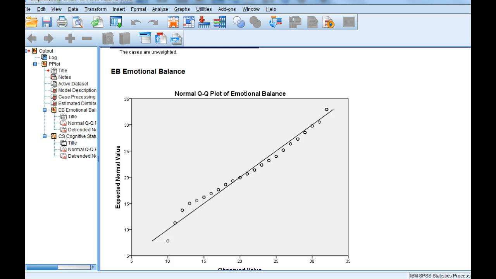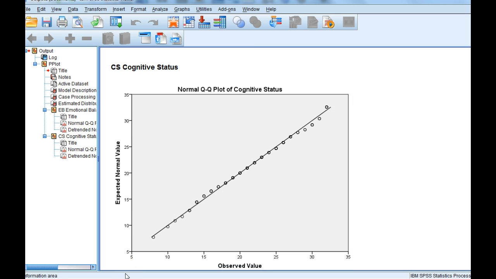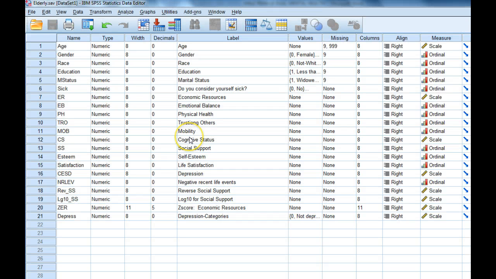Here's our emotional balance. There are some slight departures from normality, but they don't seem to be too severe. The cognitive status QQ plot, again, some very minor departures from normality, but again, this is a pretty good example of what a QQ plot might look like for real data when it's, for the most part, meeting that normality assumption.